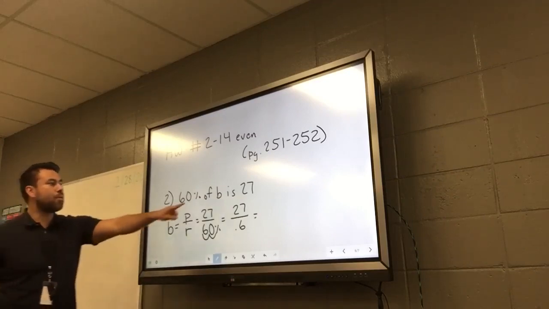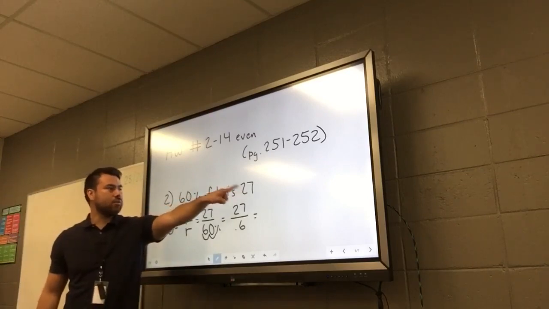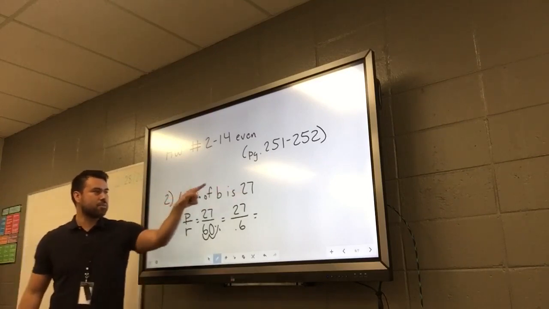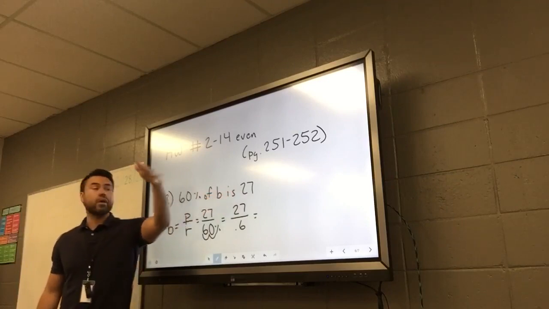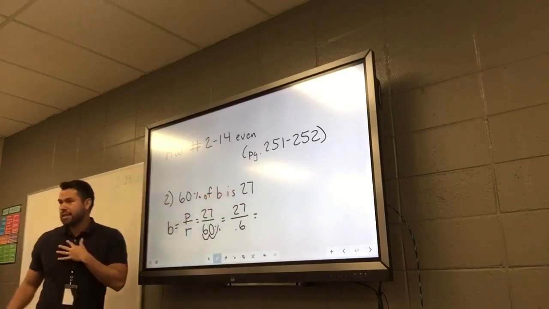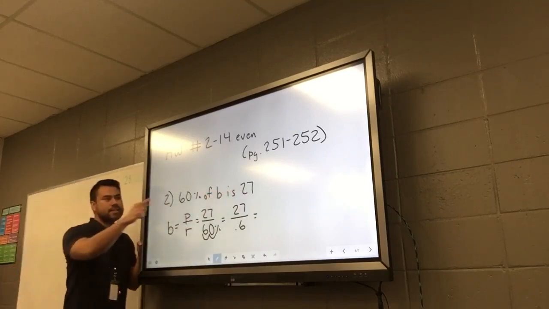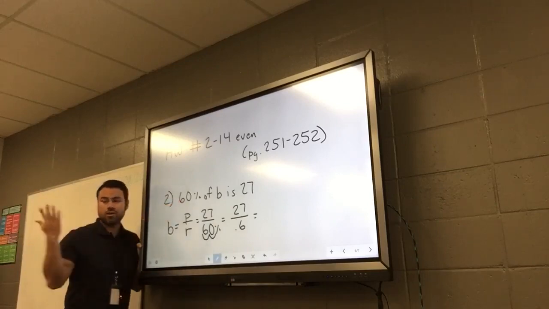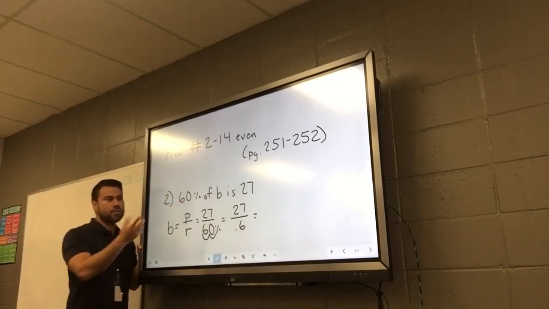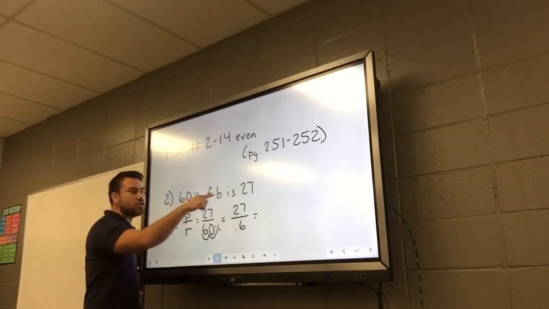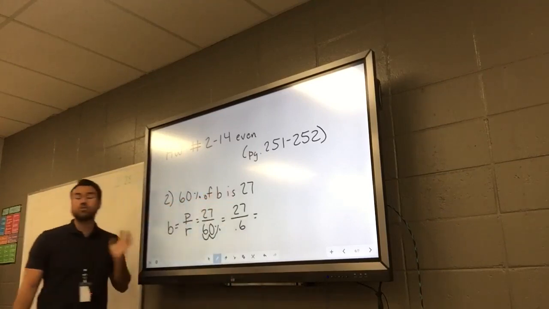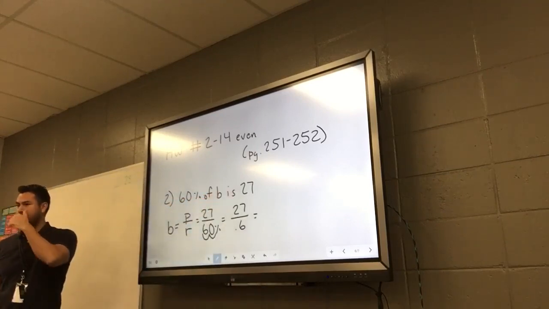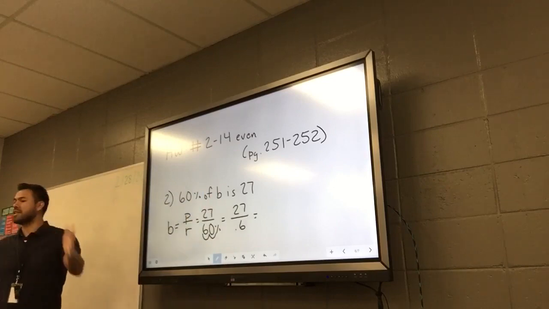If this is your part and it represents 60%, that's a part, your whole should be greater than 27. It's kind of like saying you got a 60% on this test, and I know that's a little bit low, but 60% of the test means you got 27 points right. So how much was the test worth is what I'm asking.